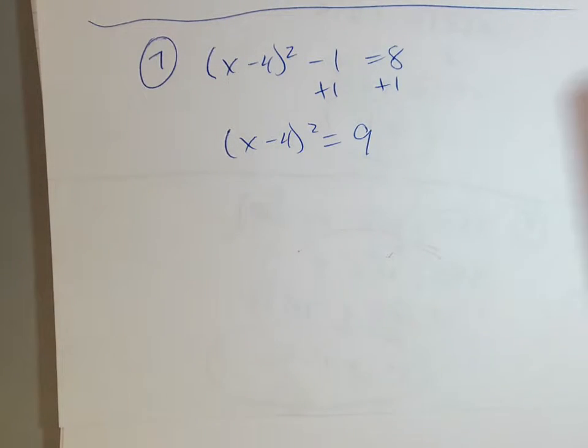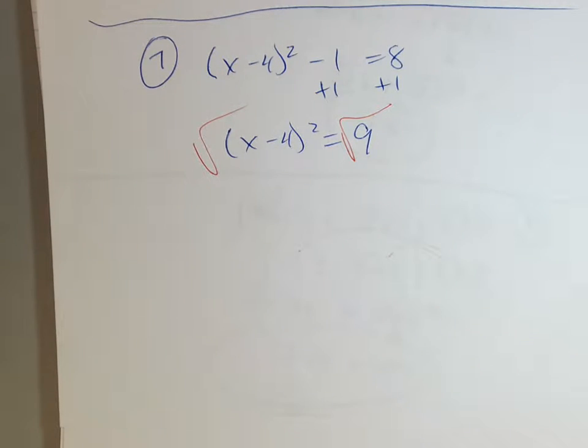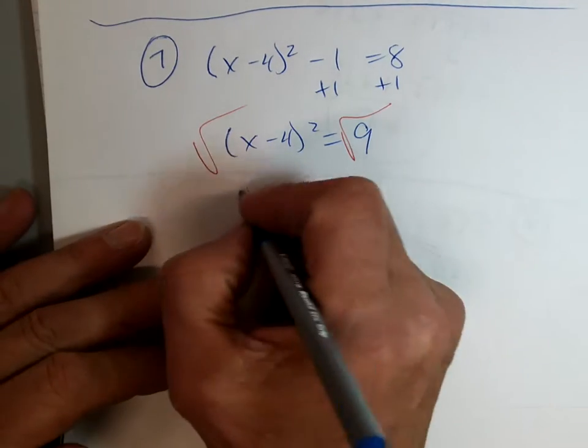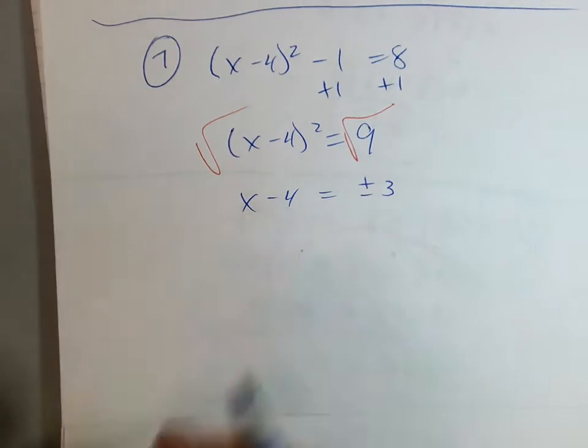Square root. How many answers? Yep, I'll slow down. Square root. How many answers? 2, right? So what's the square root of 9? 3 and negative 3. So we're going to say x minus 4 equals plus or minus 3. Now if I need 2 answers from this, I need 2 equations.